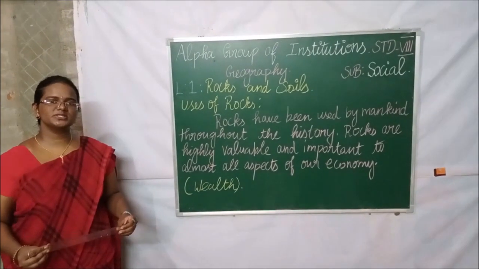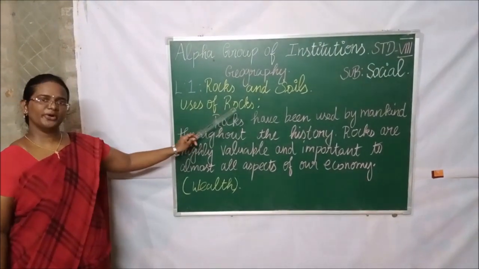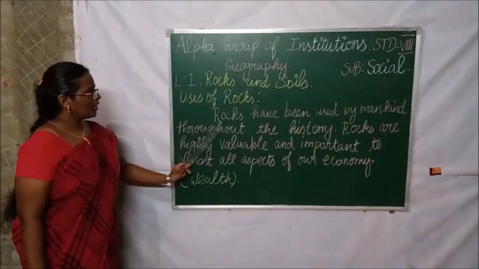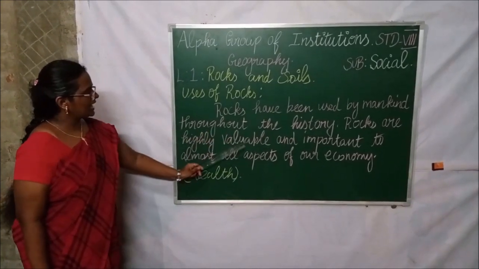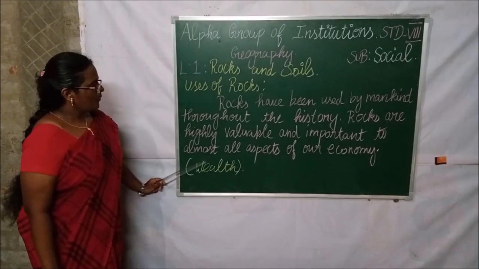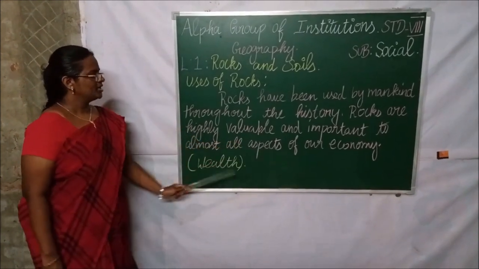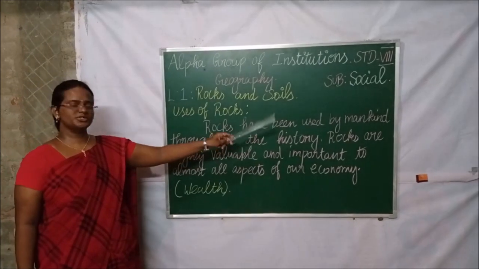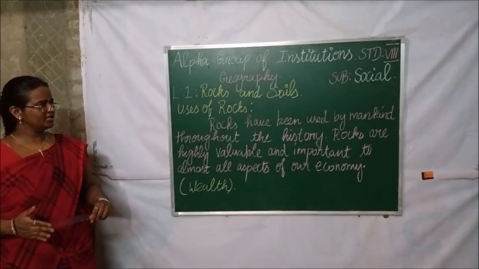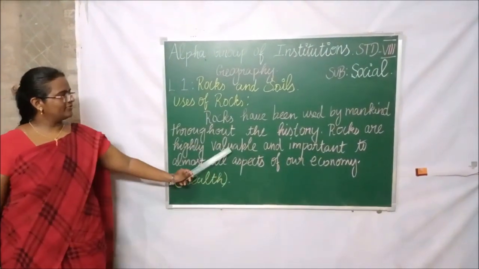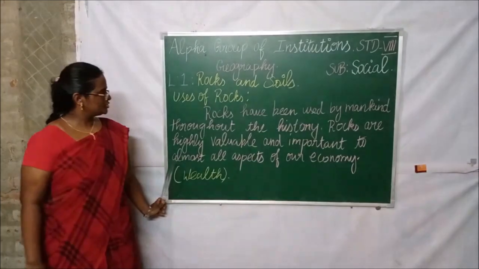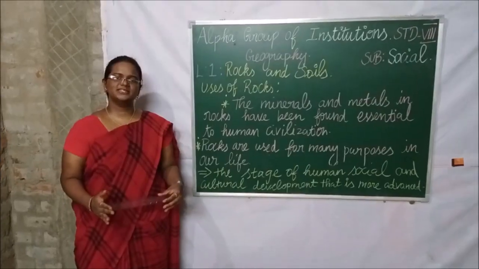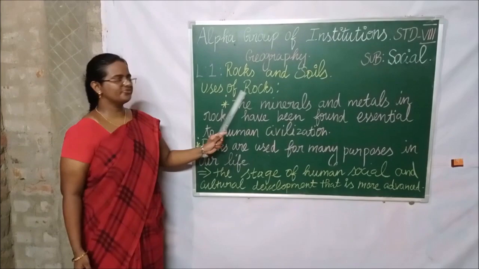In today's class, we are going to see the new topic, that is uses of rocks. Let me explain this paragraph. Rocks have been used by mankind throughout history. Rocks are highly valuable and important to almost all aspects of our economy. Let me explain this. Rocks have been used by mankind throughout history and rocks are highly valuable. Valuable means precious and important to almost all aspects of our economy. Economy means wealth.